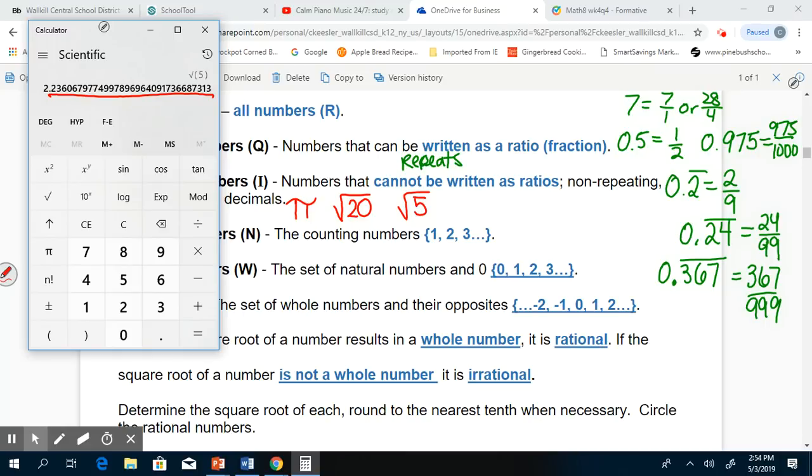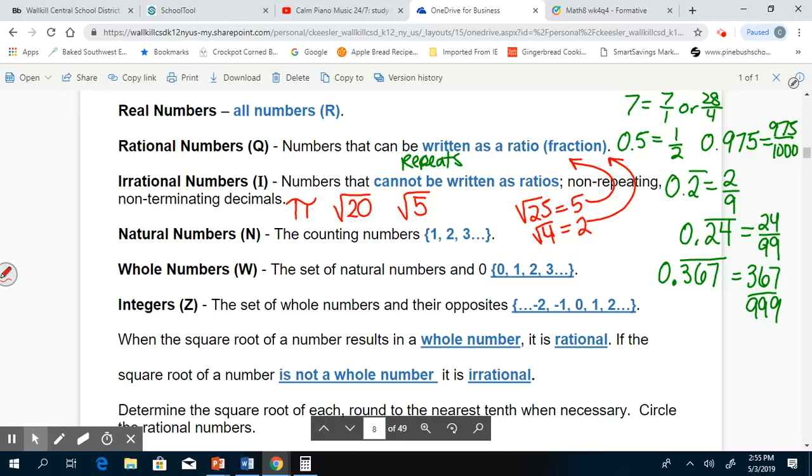so it's irrational. Unlike numbers like square root of 25 or square root of 4, because square root of 25 would be exactly 5 because 5 times 5 is 25, and square root of 4 is exactly 2 because 2 times 2 is 4. So those are rational numbers.